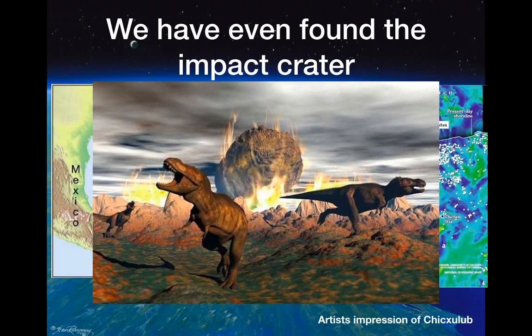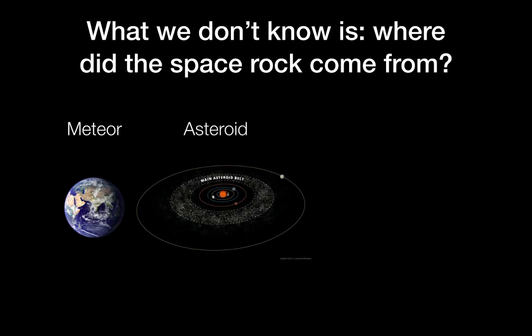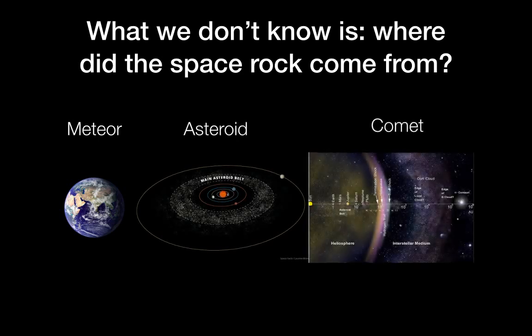But the dinosaurs were not so fortunate. And again, this is an artist's impression of what they would have done when they saw this thing hurtling to the Earth. So what we'd really like to know is, where did the space rock come from and what would we call it? In general, we have three general terms for space rocks. We call some of them meteors, some of them asteroids, and some of them comets.